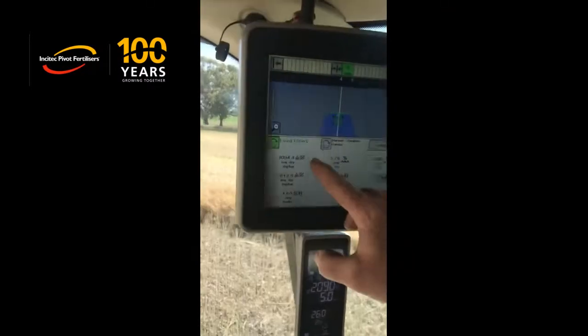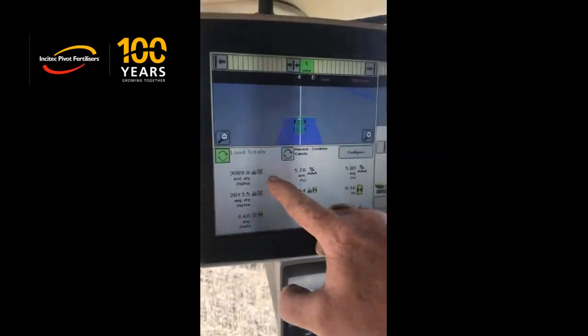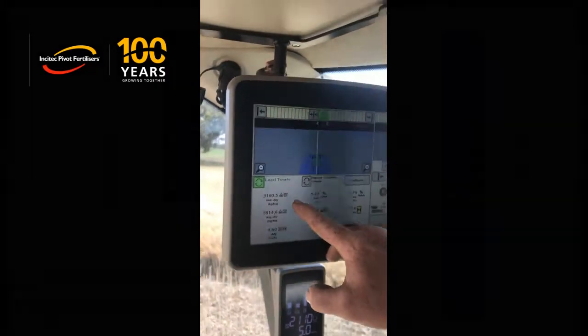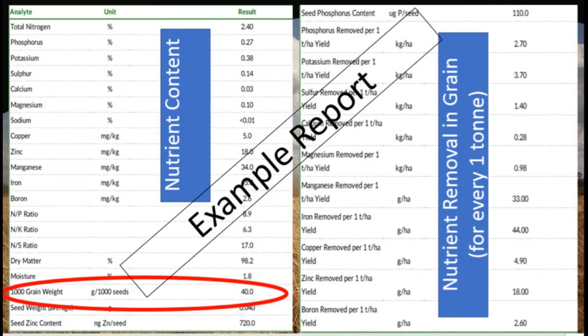When you receive the report back from the Nutrient Advantage lab, it will tell you how many kilograms of grain of each nutrient are being removed per tonne. These values are then simply multiplied by the yield. Where critical values of nutrients for specific grain crops are known, the Nutrient Advantage lab can also report the nutrient status for an additional cost if requested.